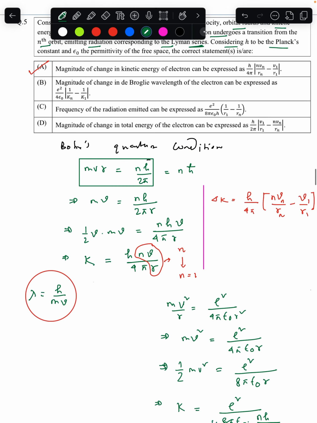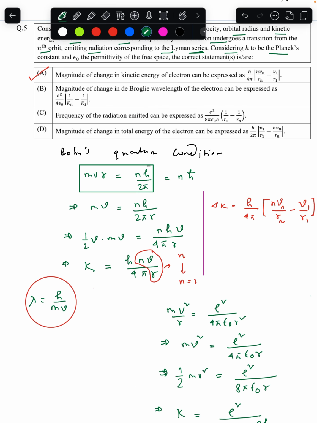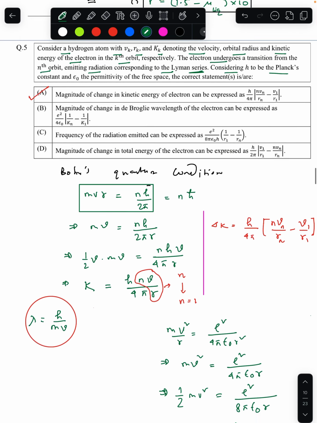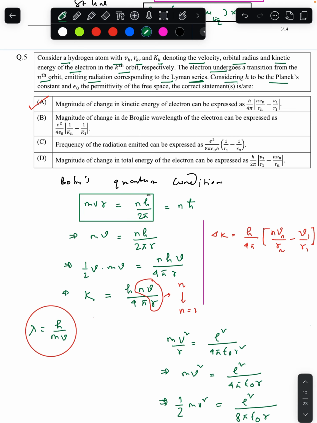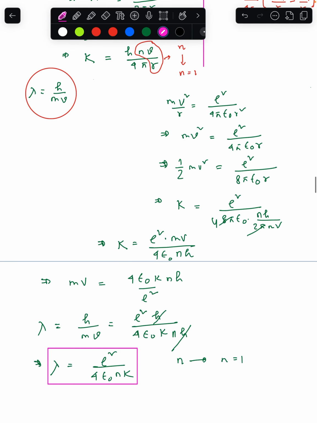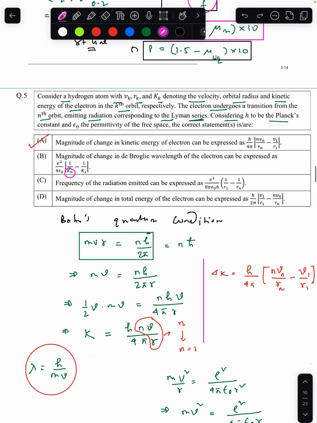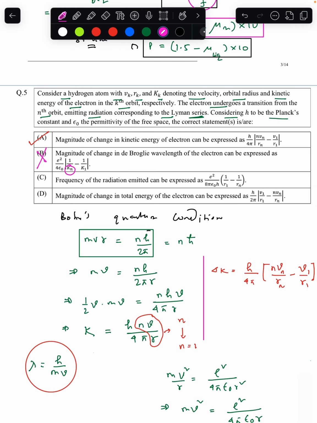Now let us come to option 2. Option 2, E square by 4 epsilon naught, is matching. But if you closely look at this, it is only K n, whereas we got n into K. So that is the thing that is missing. That means option B is a wrong option.